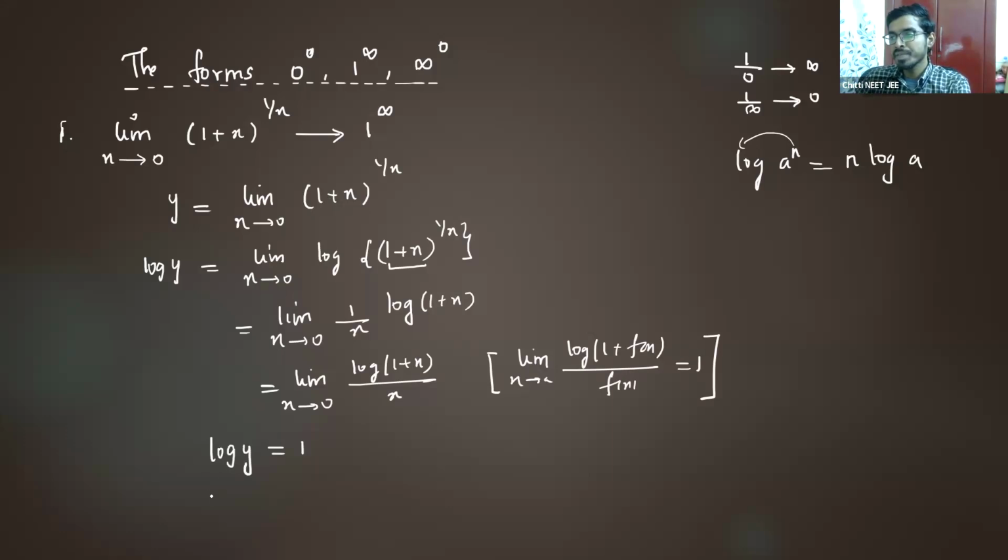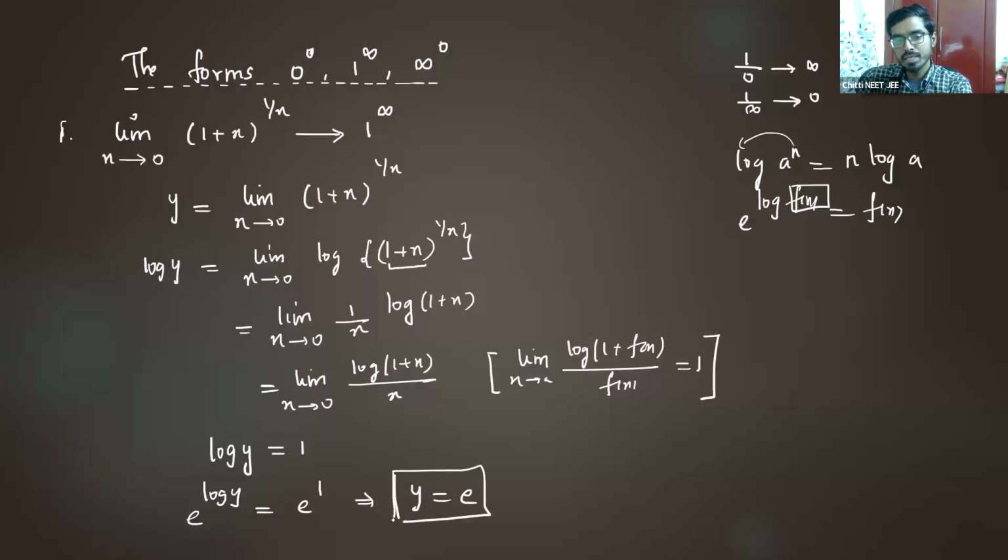From this, you take e on both sides, right? You raise e on both sides. So e power log y is equal to e power 1. Note that e power log f of x is the same as f of x. So e power log of something is the same as something. So this will become y is equal to e. So y is equal to e is the required limit for this function, right? Yes. So we'll move on to the next problem.